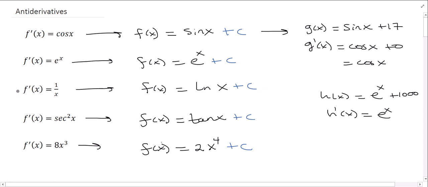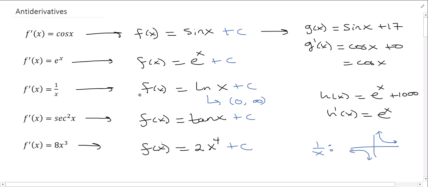And I said we were going to revisit this one. f prime of x equals 1 over x. Its antiderivative is ln of x, but what do we know about the natural log of x? The natural log of x has a restricted domain, right? The domain of ln x is from 0 to infinity. But here, we don't have a restricted domain. The function is 1 over x. And remember, 1 over x, what does that look like? You have the positive part of the hyperbola and then the negative.